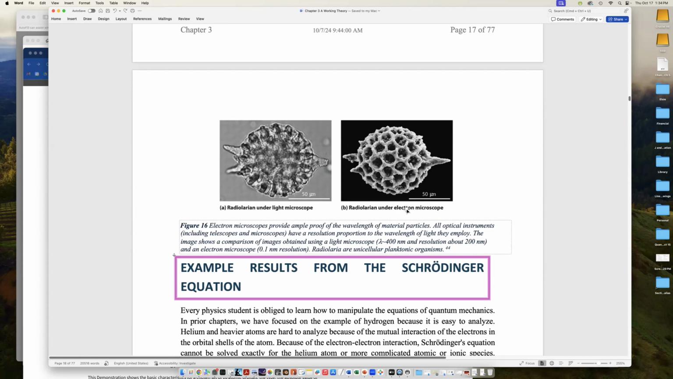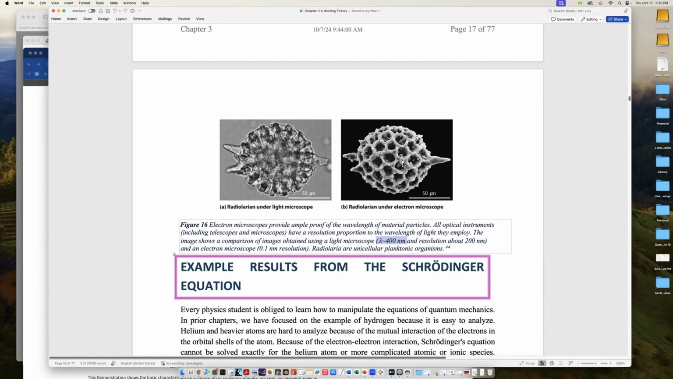And here's the example. The resolution from an optical system is about 200 nanometers. And that's from using green light. Here's the wavelength of green light. But if we use an electron microscope and apply the rules of quantum mechanics, suddenly we go from resolving 200 nanometers down to 0.1 nanometers. So that's an improvement by a factor of 2,000 in our ability to see details. It's an extremely powerful technique.